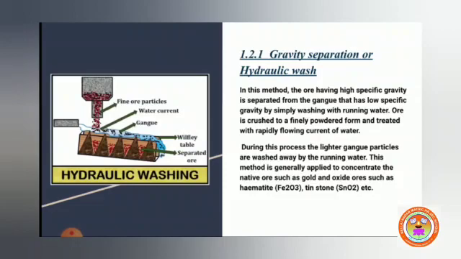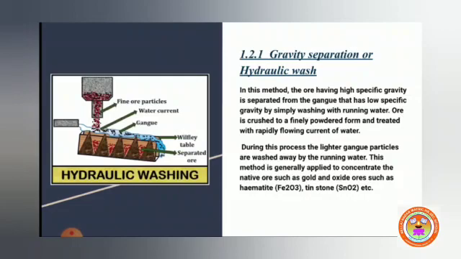Now we can see the process. The ore is crushed to a finely powdered form and treated with rapidly flowing current of water. So when the powdered ore is treated with a rapidly flowing current of water, the water will wash away the lighter gangue particles, leaving behind the heavier ore particles. Here the ores are heavier in nature and the gangue is lighter in nature.